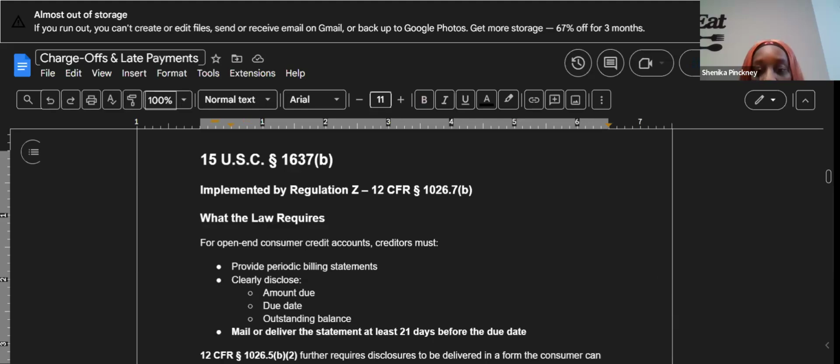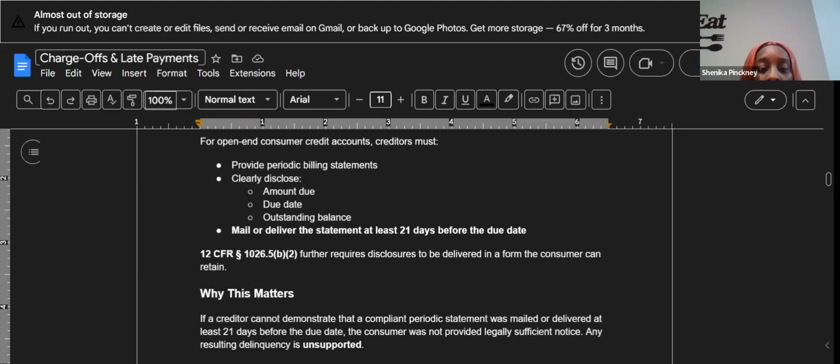What the law requires under this section: for open-end consumer credit accounts, creditors must provide a periodic billing statement. It clearly has to disclose the amount that's due, the due date, and the outstanding balance, and the statement has to be mailed or delivered at least 21 days before the due date. Now, 12 CFR 1026.5B2 further requires disclosures to be delivered in a form the consumer can retain.